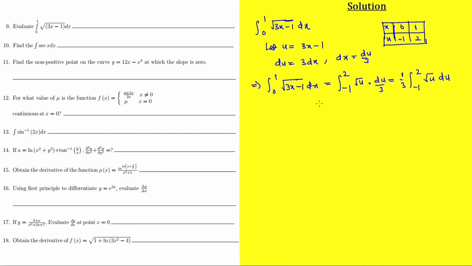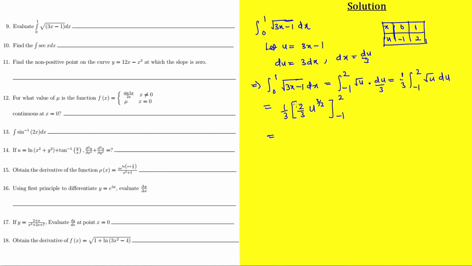And here I'm going to have 1 over 3. So if I integrate this, I'm going to have 2 over 3 multiplied by u raised to the power of 3 over 2, because this is just u raised to the power 1 over 2. Then if I add 1 to it, I'm going to have 3 over 2. So this is pretty much clear. So I have this from minus 1 to 2.